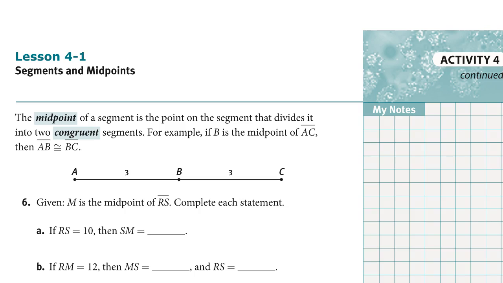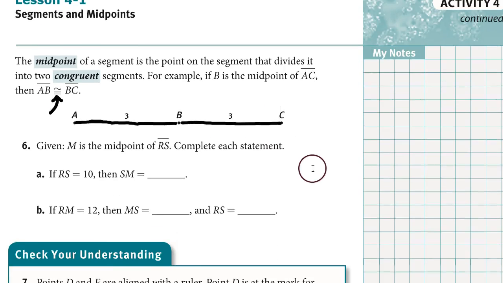Next, let's switch to the topic called midpoint, or the middle point of a segment. The midpoint of a segment is the point on the segment that divides it into two congruent segments. For example, B is the midpoint of segment AC, and segment AB is congruent to segment BC. The symbol with the equal and the little squiggle is the symbol for congruent, which means equal length. So in this drawing, we're saying point B is exactly in the middle between A and C, and that this segment is congruent to this segment.